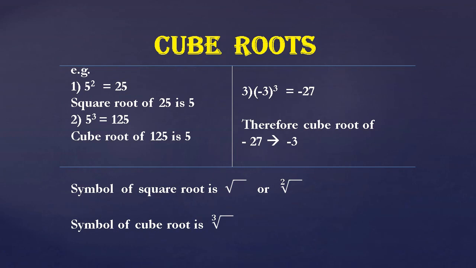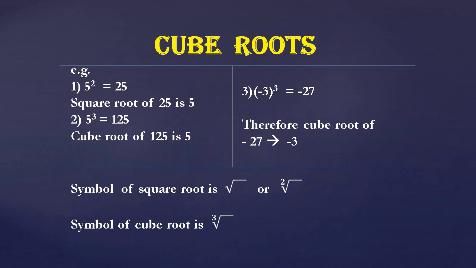Now we will learn about cube roots. We have already learned that the square of 5 is 25. Then the square root of 25 is 5. Now the cube of 5 is 125. So what will be the cube root of 125? Yes, the cube root of 125 is 5.